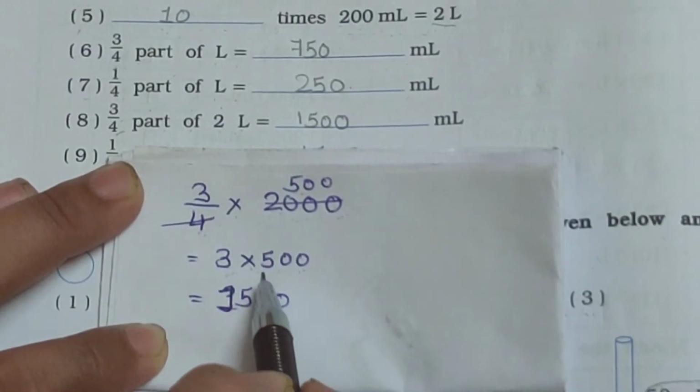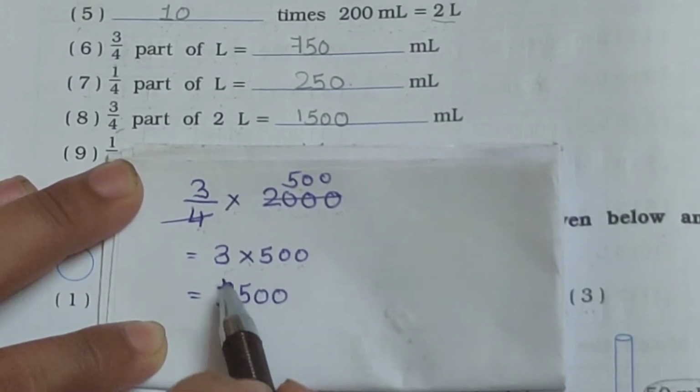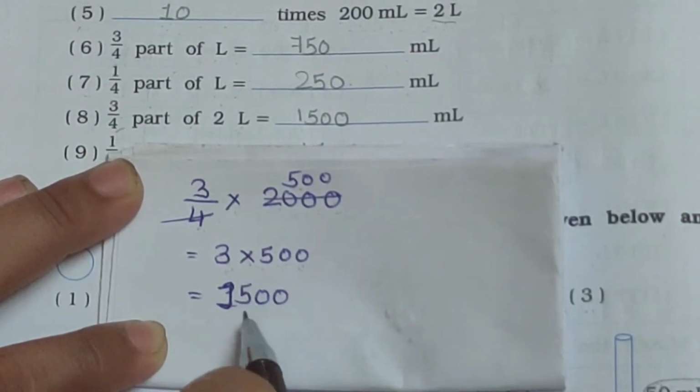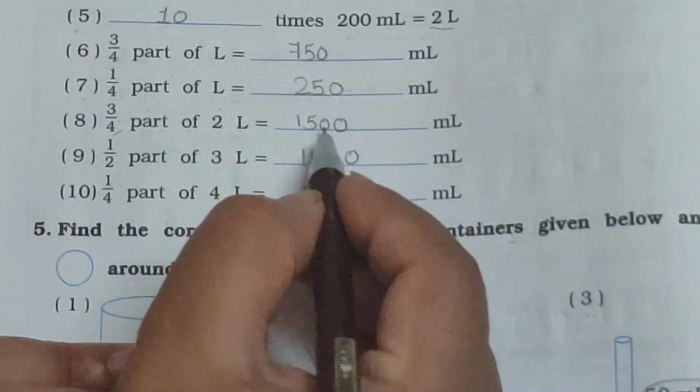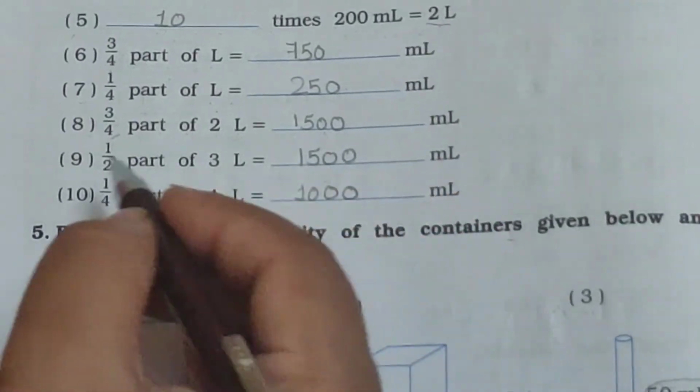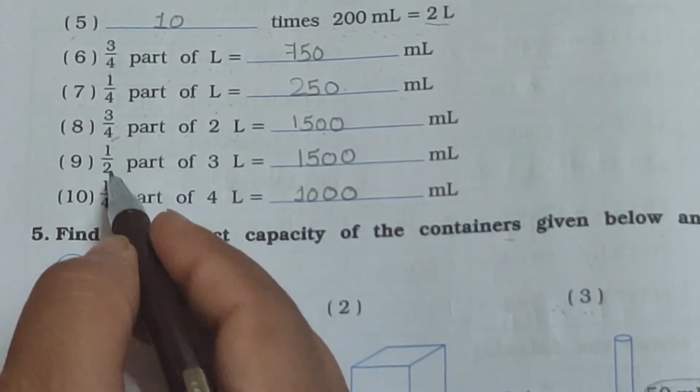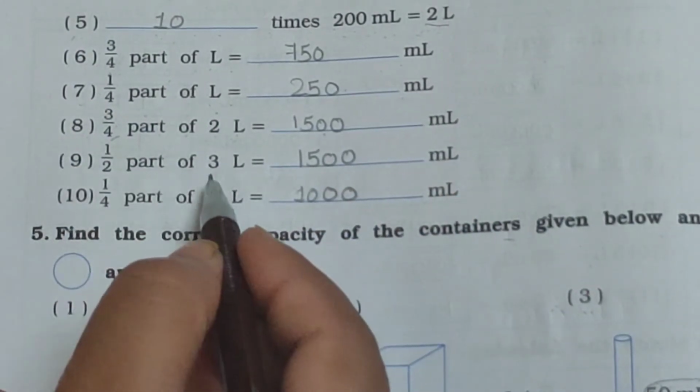3 5s are 15 and this 0 0. So 3 multiply by 500, 1500. So your answer is 1500 ml. Now see the ninth one, 1/2 part of 3 liter.